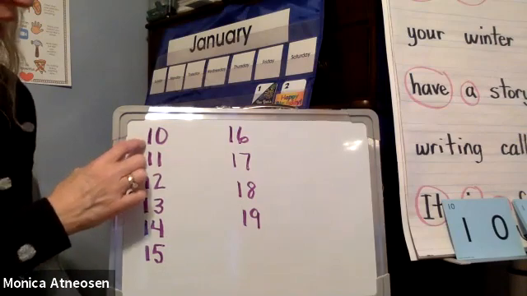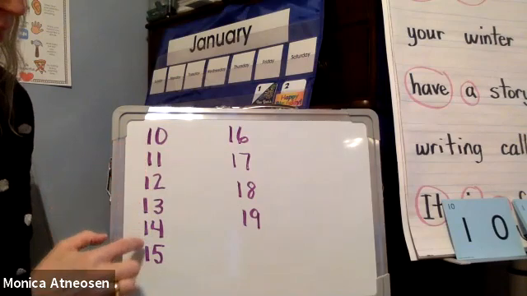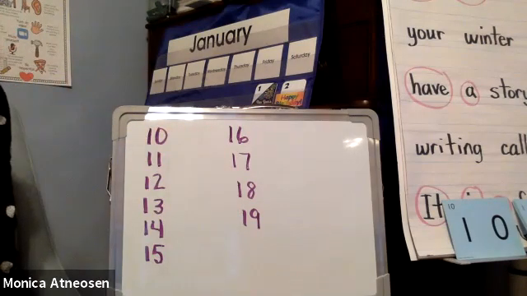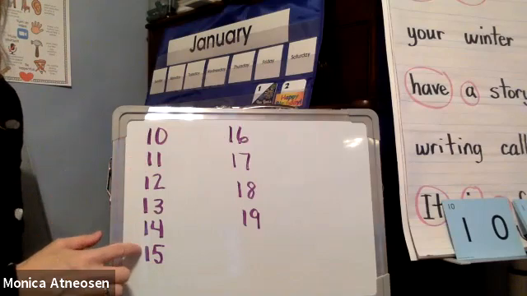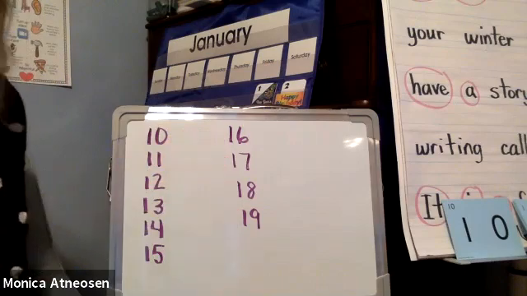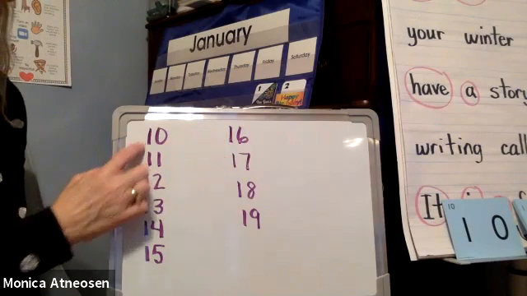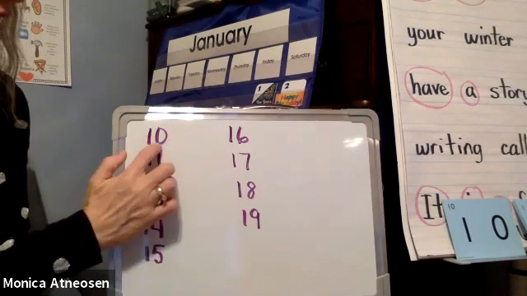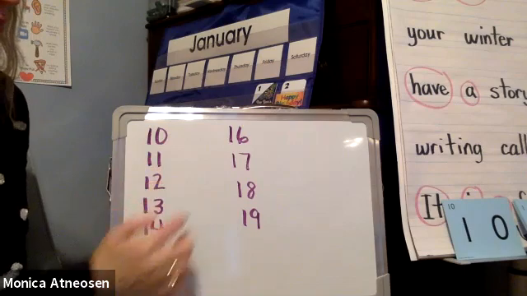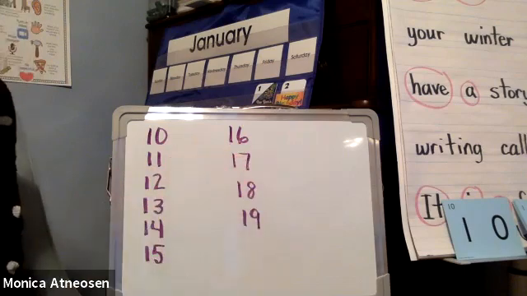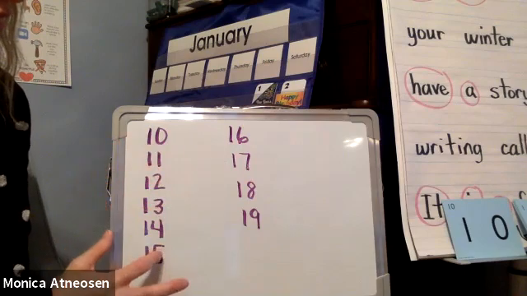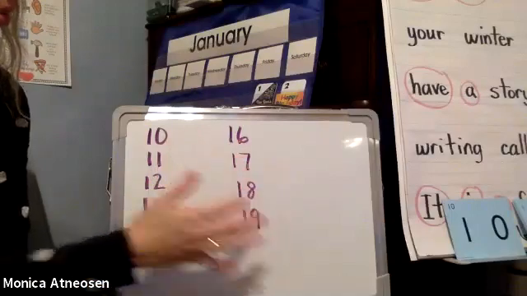Yeah, every single one of those numbers starts with a 1. And we call that the tens place. All of these numbers have a 1 in the tens place. And that's the first number that we see. The second number in each one of them is different. We call that the ones place. So the second place is the ones place.